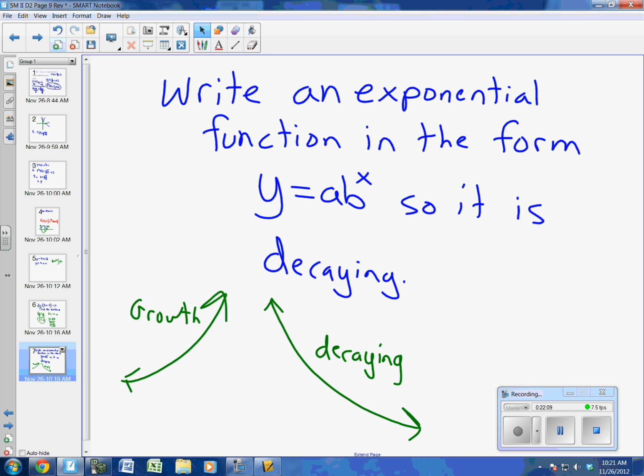So, what numbers do I put in there, Soraya? A negative in for what? Nope, that won't do it. That would just flip it over the x-axis. Okay. Nope, that's not it. That would flip it over the x-axis.